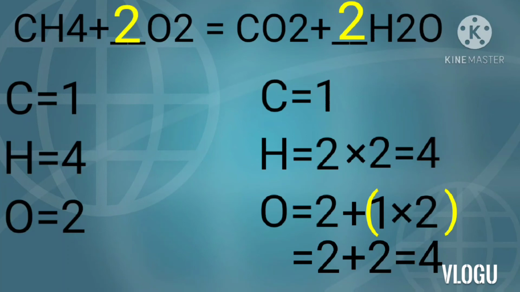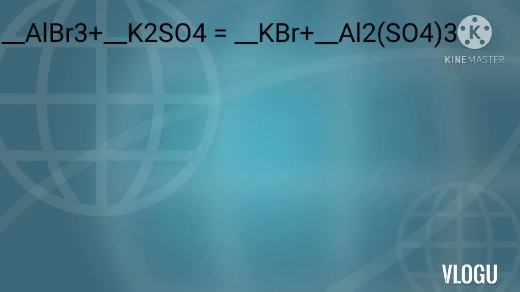Now let's check oxygen on the left. To make it 4, let's multiply it by 2. Oxygen 2 times 2 equals 4. So we got it, 1, 4, 4 and 1, 4, 4. Yay! It's now balanced. Next, our 8th example.